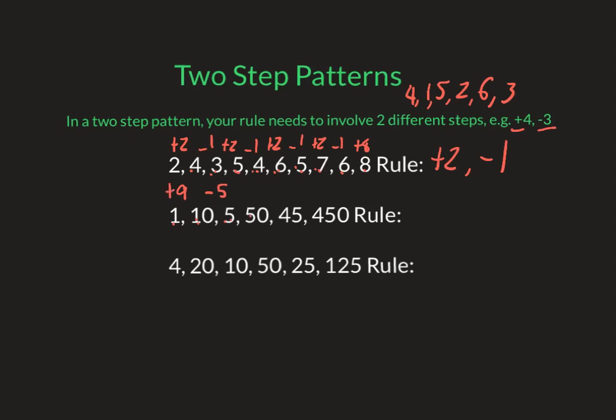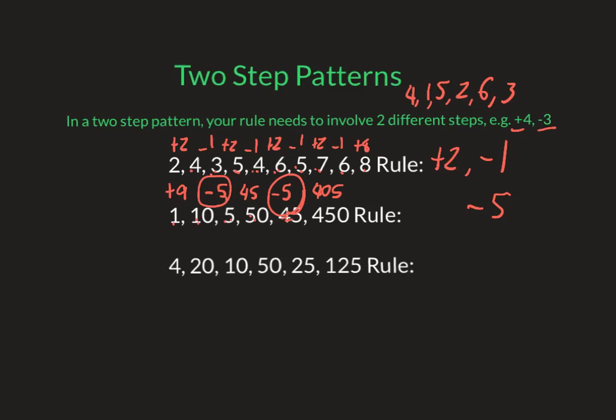5 to 50, that one went up by 45. 50 to 5, that one went up by 5, down by 5. 50 to 45 to 450 went up by 405. Okay. So it's very clear that one of these two steps is to take away 5. The first one, I don't think plus 9, plus 45, and plus 405 make any sense. So let's have a look at what else could be going on here.